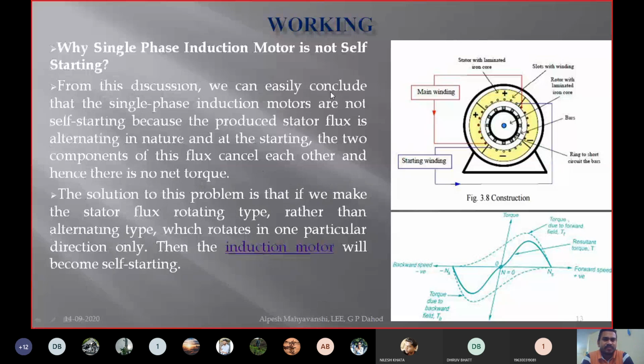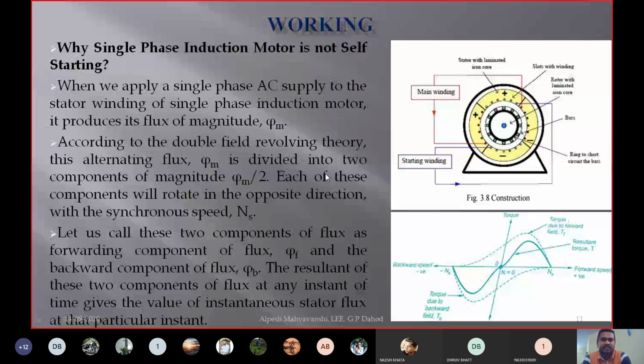Now, according to double field revolving theory, the alternating flux phi m is divided into two components of magnitude phi m by 2, as we already discussed. Each of these components will rotate in the opposite direction, that means one component is plus phi m by 2 and the second is minus phi m by 2, with the synchronous speed ns. Now let us call these two components of flux the forward component of flux and the backward component of flux.